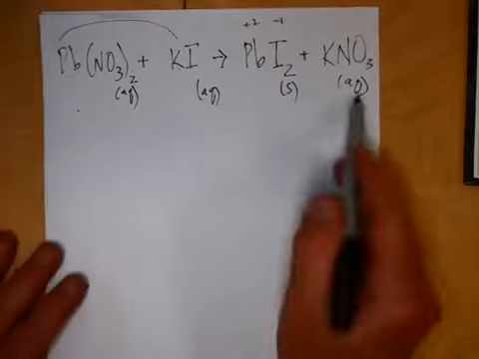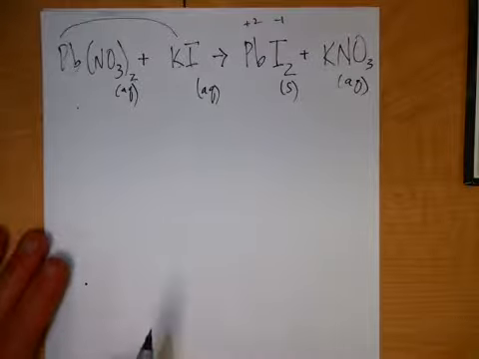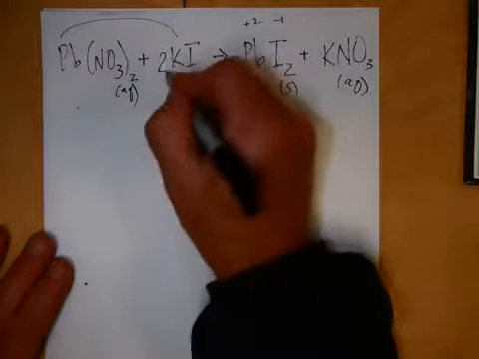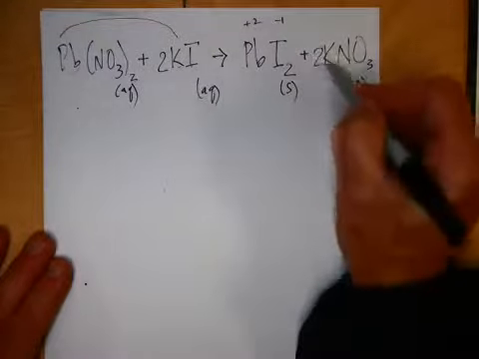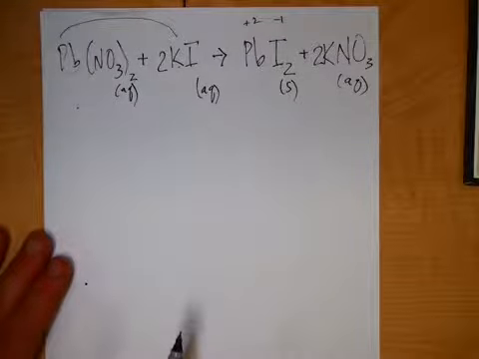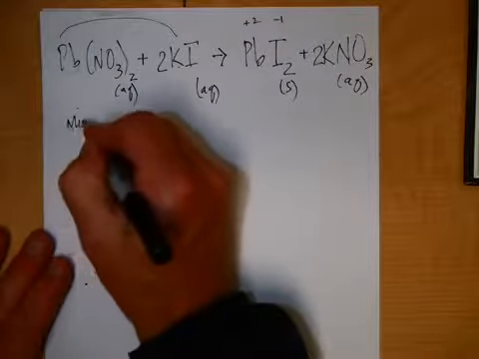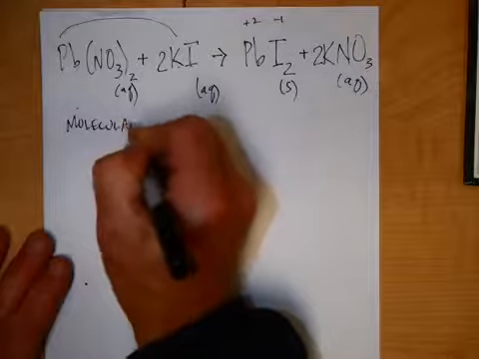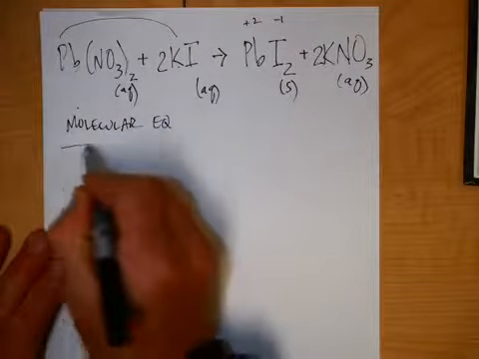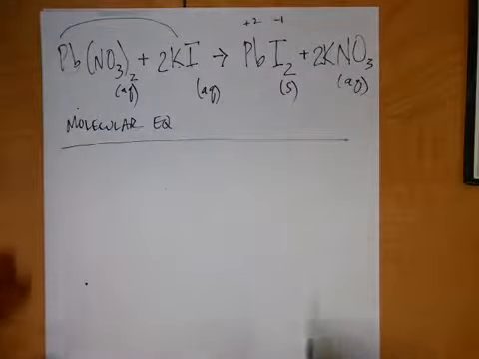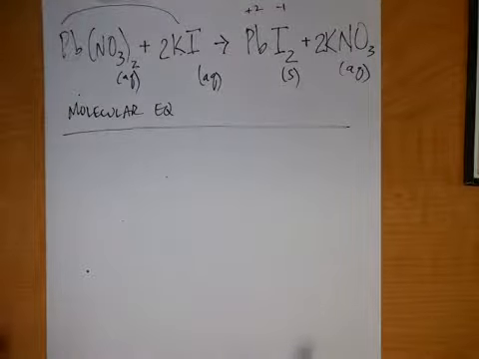This is called the complete molecular equation. We now go through and balance this reaction, needing a 2 here for KI and a 2 here for KNO3. Next, we'll take this reaction and we'll write what's called the complete ionic equation.